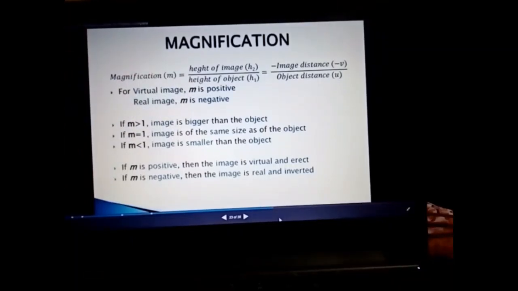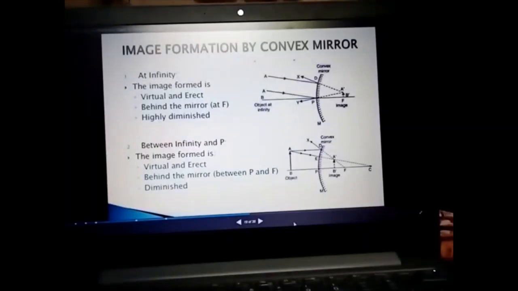That's all. Now we have to start the next topic, that is image formation by convex mirror. In this, we have only two cases when the object is placed. The first case is when the object is placed at infinity, and the second case is when the object is placed between infinity and pole of the mirror.